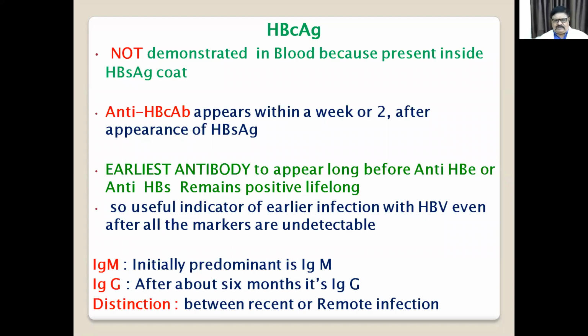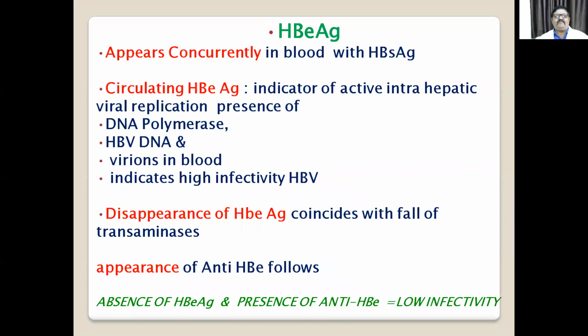Okay, as usual, IgM is the predominant one during the early phase. IgG appears after about 6 months. This gives the distinction between recent and remote infection. Recent in case of IgM and remote in case of IgG.